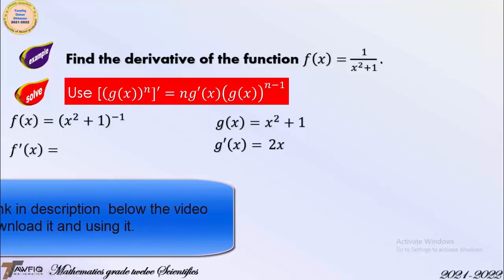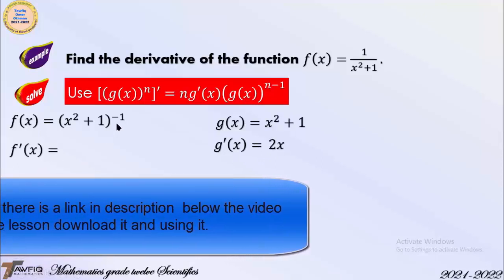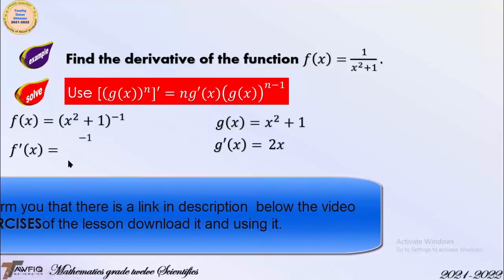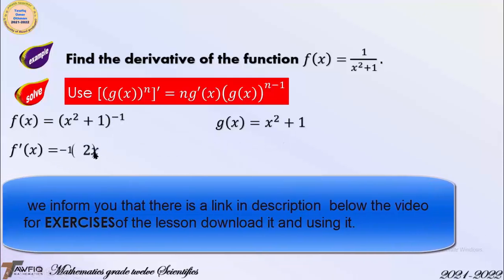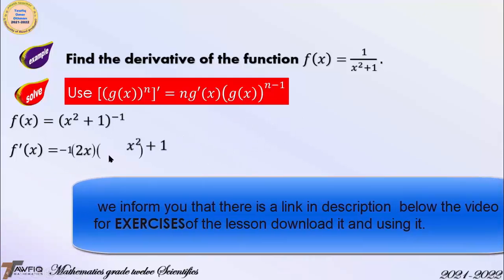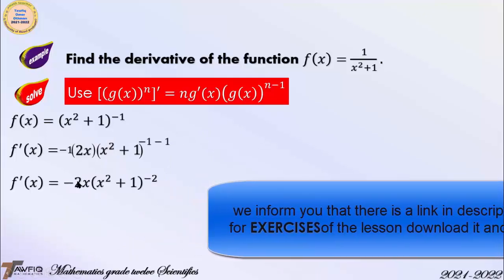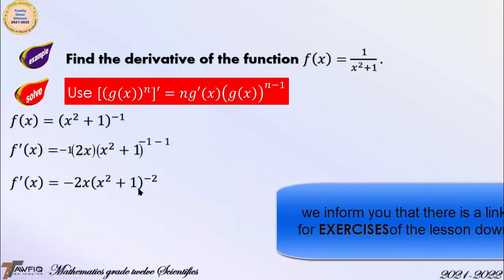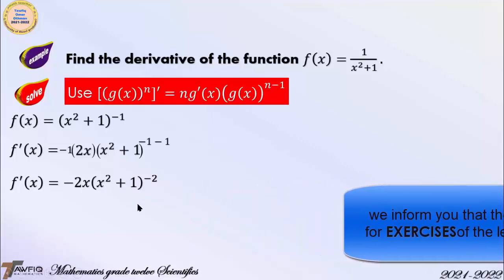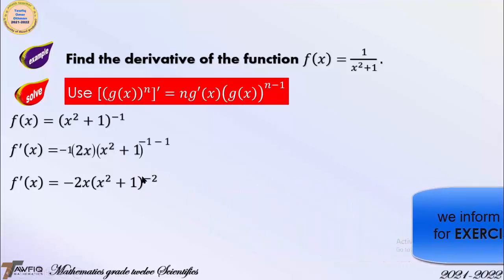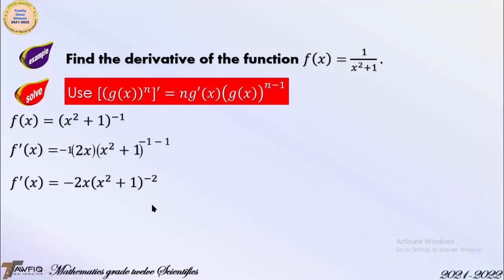Then f'(x) is equal to, first of all, write the power, then the derivative, then the function, and the power minus 1. It becomes minus 2x times (x squared plus 1) to the power minus 2. And now because we have the negative power, we must change it to positive by taking it from the numerator to the denominator, which becomes minus 2x over (x squared plus 1) squared.